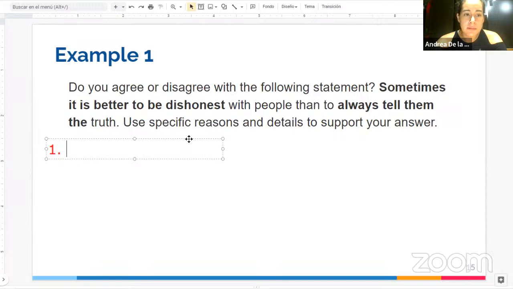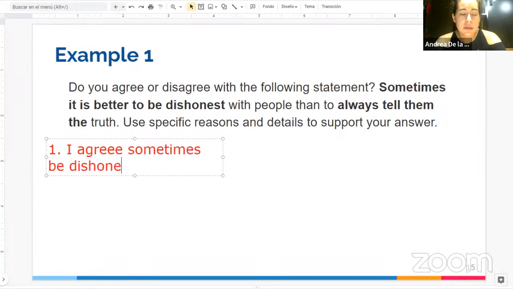What is option 1? Agree. Be dishonest. Exactly. Option 1 would be saying, I agree that it's better to sometimes be dishonest with people than to always tell them the truth. Right? That is the first option.